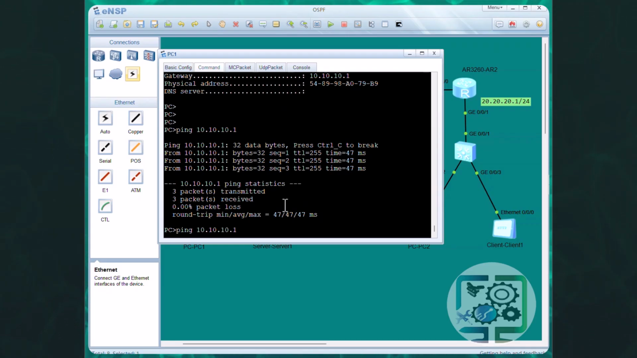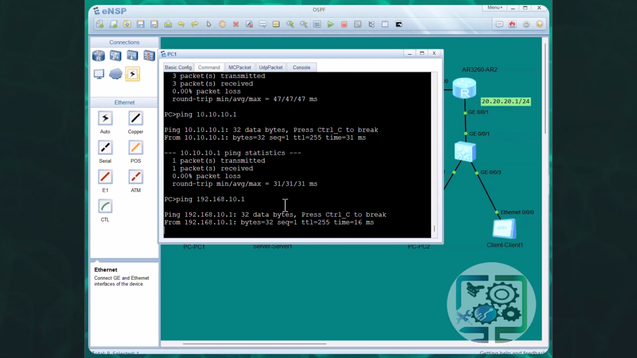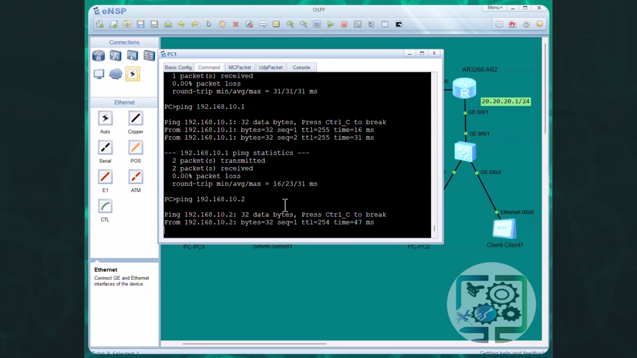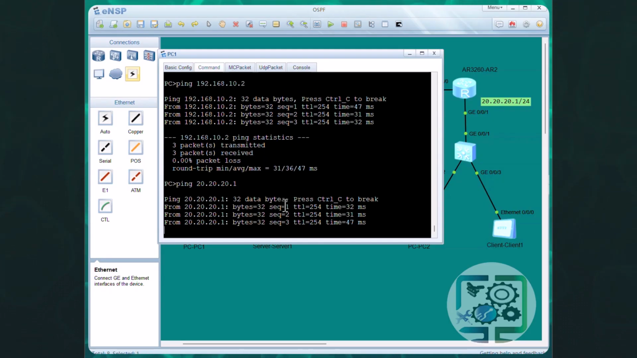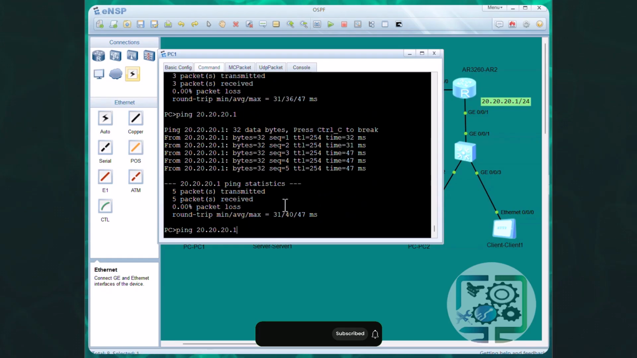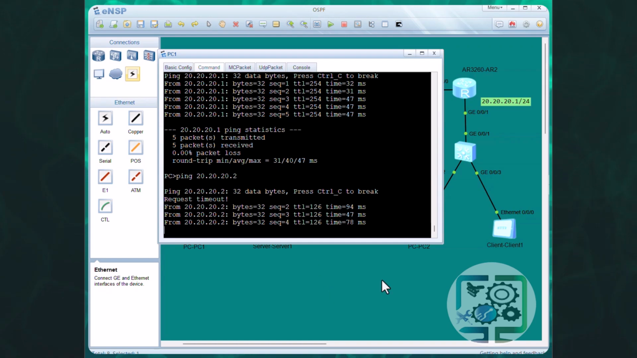Now we will go stepwise to the other network. We will ping 192.168.10.1. It is also responding now. 10.2 is also responding. Then we will ping the LAN of the other router, which is 20.20.20.1. It is also responding now. Then we will ping the other PC2 on the LAN of router 2. Here we can see it is also responding now.